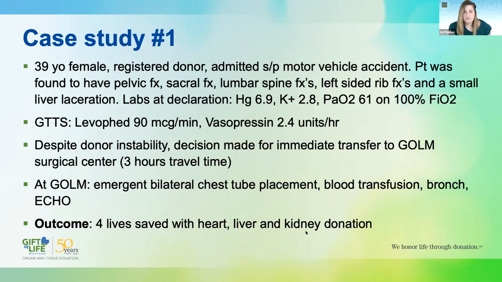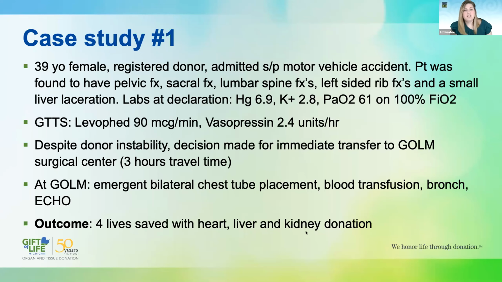Once the donor arrived to Gift of Life, we contacted one of our transplant program partners that provided us with a thoracic surgeon to come in and emergently place bilateral chest tubes. We were then able to start transfusing blood products. That same surgeon also completed bedside bronchoscopy for us. And once we stabilized the donor, we completed an echo the following day.